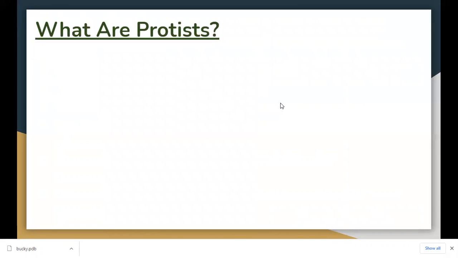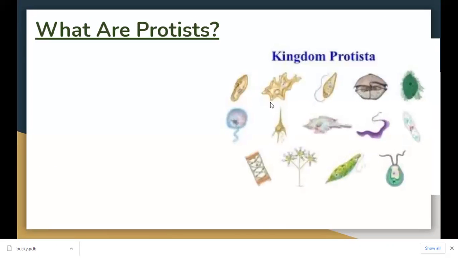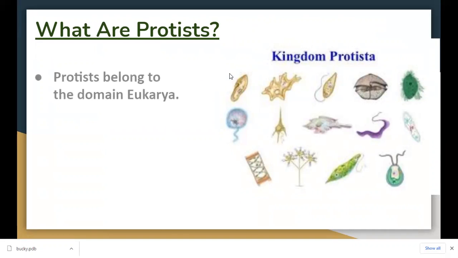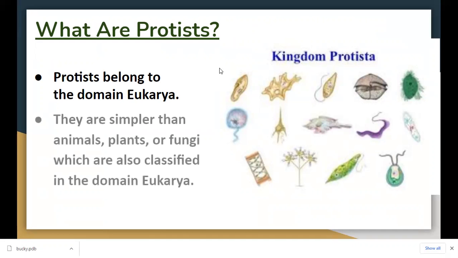So we start with protists. What are protists? These are different pictures of protists that you might see under a microscope. Protists belong to the domain Eukarya. That's where animals and plants belong as well. They are simpler, however, than animals and plants or fungi, which we'll learn about next, but they are also in the domain Eukarya. So 4 different things are in Eukarya.